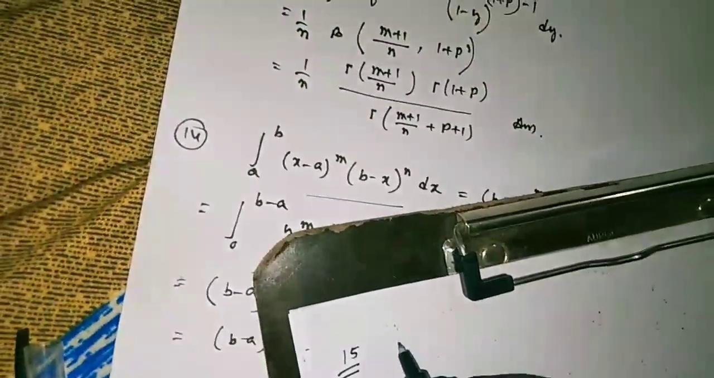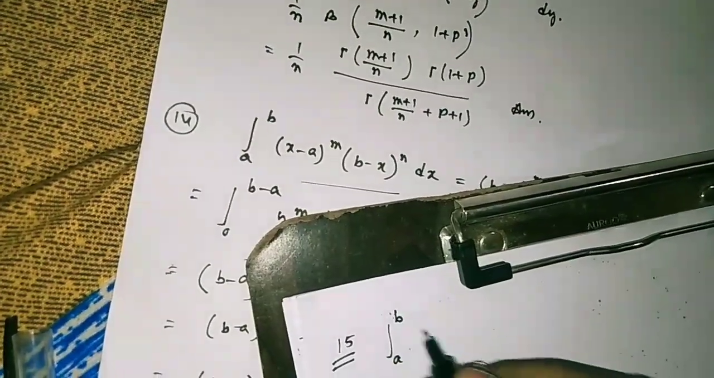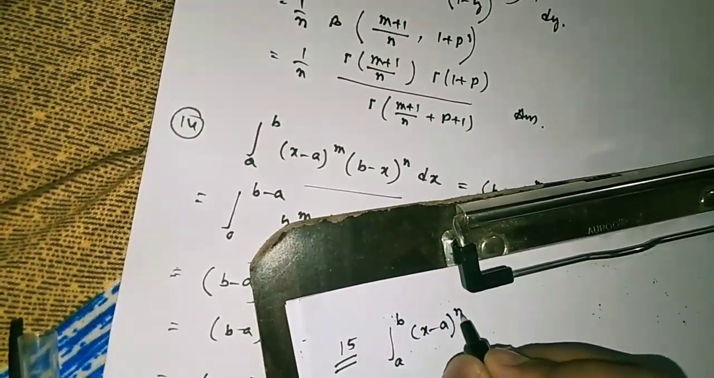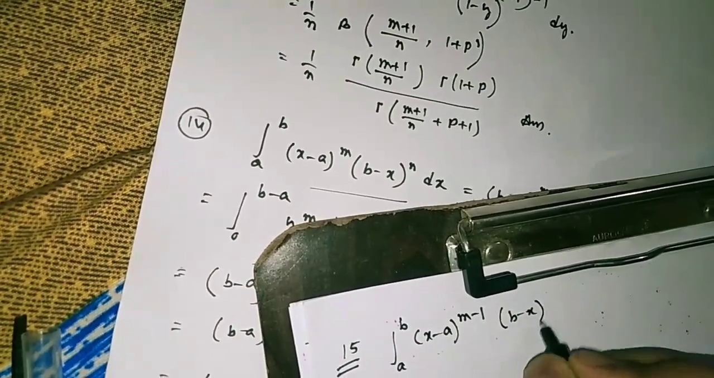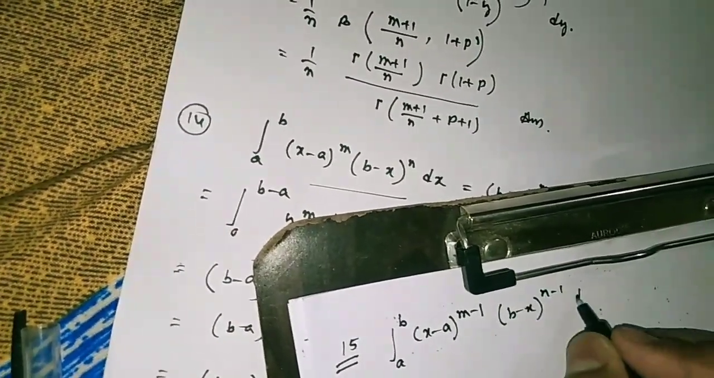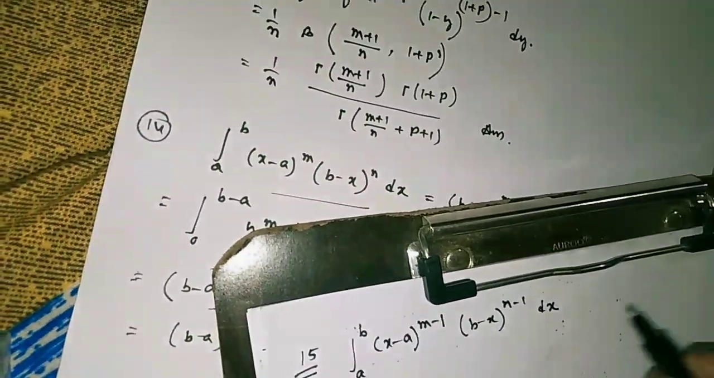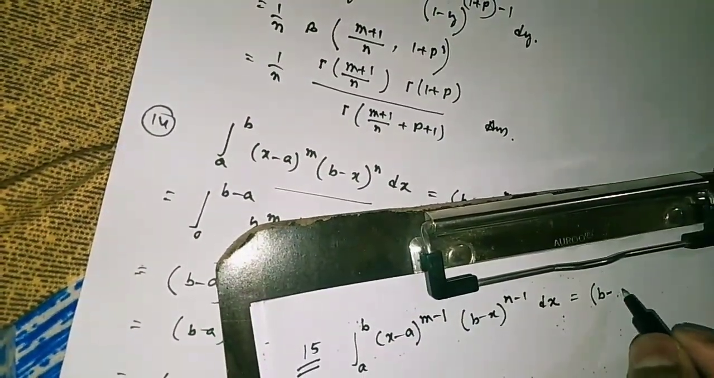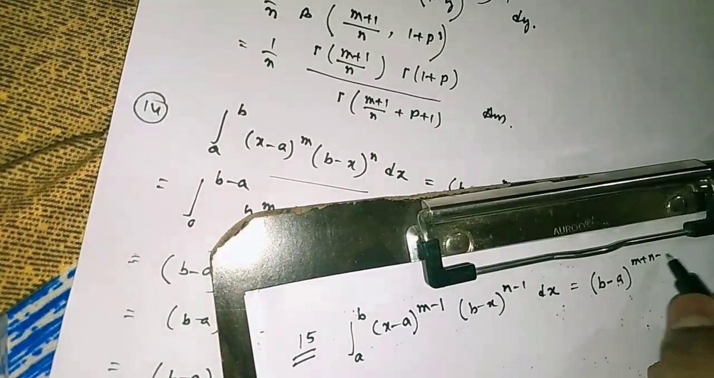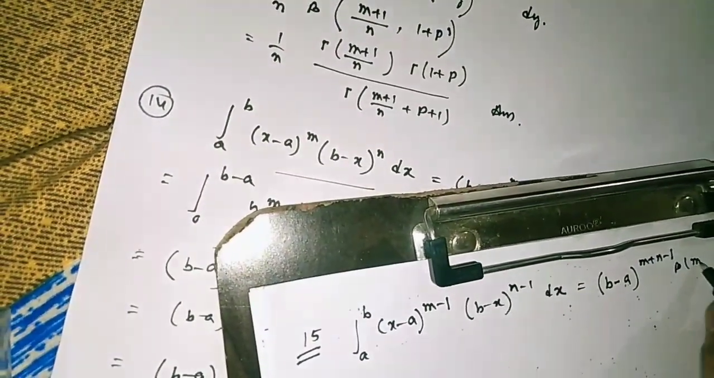Problem 15. Here it is given that the integration of a to b, (x minus a) to the power m minus 1 into (b minus x) to the power n minus 1 dx. I have to prove this term is equal to (b minus a) to the power m plus n minus 1 into beta of m comma n. Okay, I have to prove it.